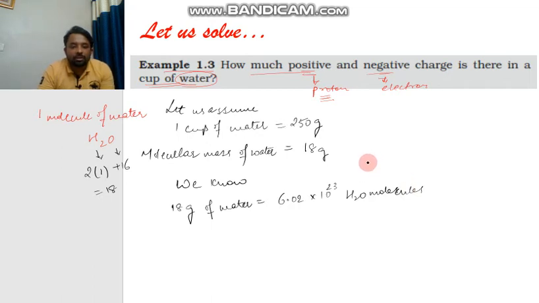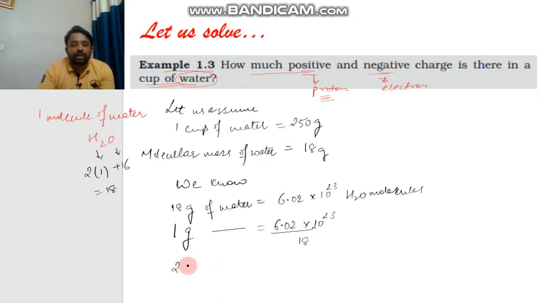This we have studied in mole concept, either in class 9th or class 11th. We must have studied it, that 1 mole of anything contains 6.02 into 10 raised to power 23 number of particles. Also, 1 mole of any substance is equal to its molecular mass in grams. So 18 gram of water will contain 6.02 into 10 raised to power 23 H2O molecules. So 1 gram of water will contain 6.02 into 10 raised to power 23 divided by 18. We are just dividing it by 18.